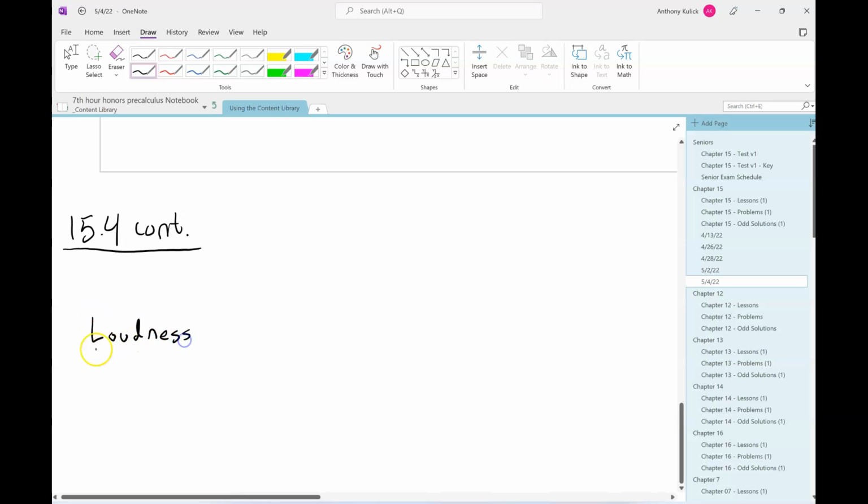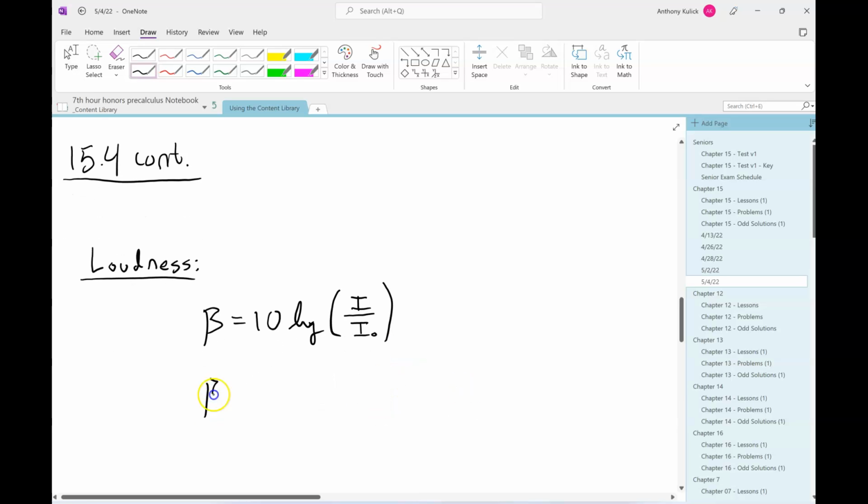The first situation is loudness. Anybody remember how loudness is measured? The unit? Decibels, yeah. So the equation to find decibels is this one, where beta is just the number of decibels.